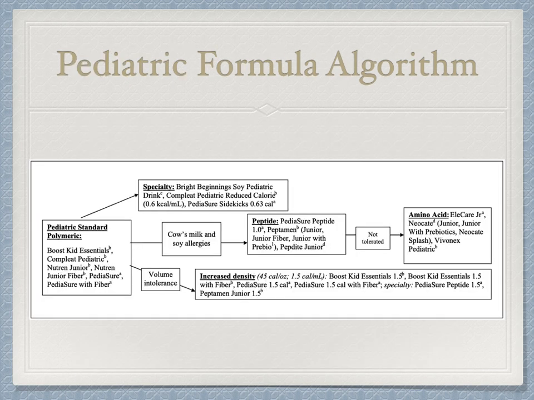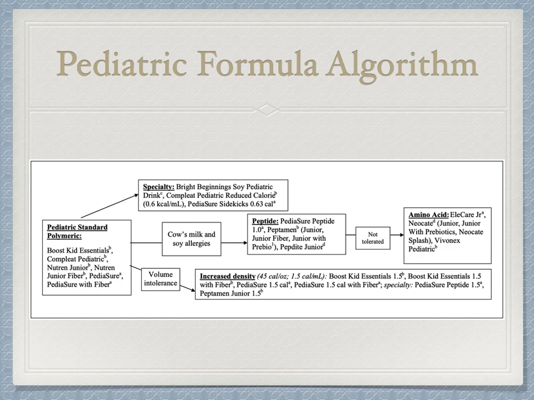For pediatrics, the standard polymeric versions are Boost Kid Essentials. This is primarily an oral supplement that we prescribe for children, something like Boost for adults or Ensure, something along that line. The Complete Pediatric is a blenderized version. There is an adult version as well. Nutrin Junior with fiber, Pediasure with fiber. Those are our standard formulas.